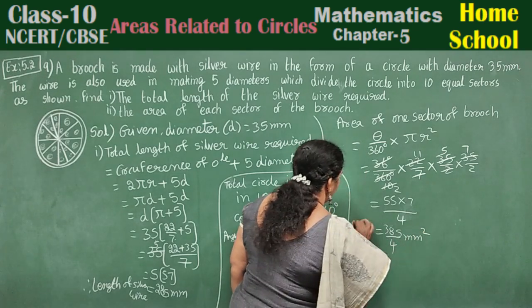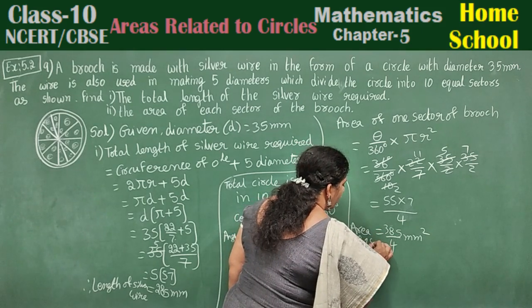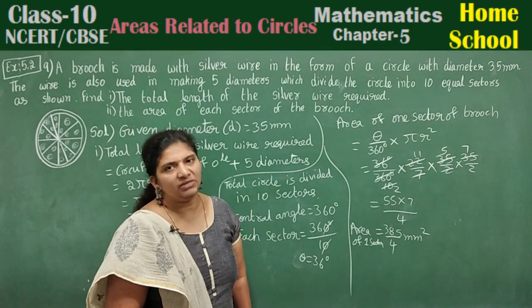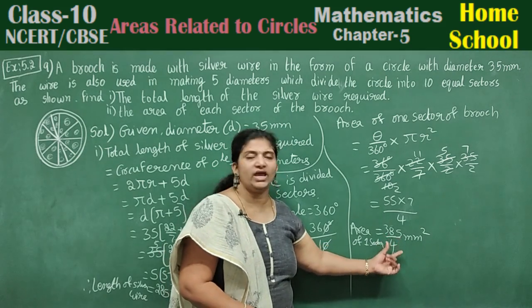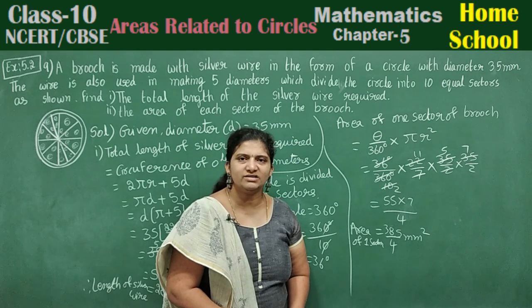millimeter square. Area of one sector is equal to 385 by 4 millimeter square. Area is always in square units, right? Therefore, area of one sector is equal to 385 by 4 millimeter square.